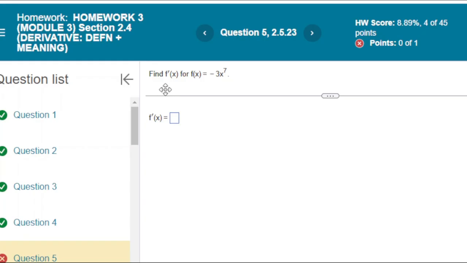Okay, now this one, what is f prime of x if f of x is negative 3x to the 7th? Well, notice, take the 7 times negative 3, that's negative 21, x to the what power? Well, we got to lower the 7 by 1 when we get 6. Okay, negative 21x to the 6. Let's check our answer.